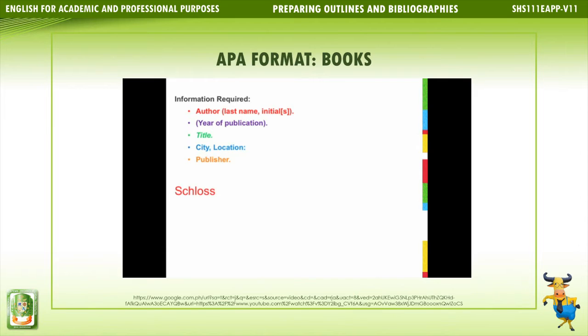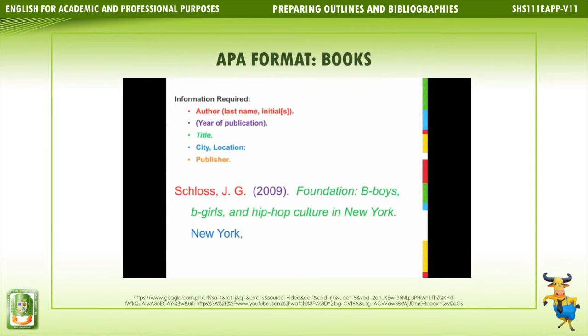Begin with the author's last name, comma, and initials, followed by a period. The year of publication is added next in parentheses and followed by a period. The title is in italics. In APA, capitalize the first letter of the title and subtitle and capitalize any proper nouns. Follow with the period. Include the city of publication, comma, abbreviated state or province, followed by a colon. Add the name of the publisher and end with a period. This is your APA book citation.